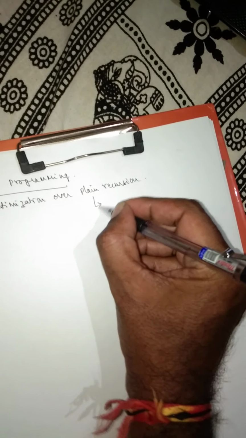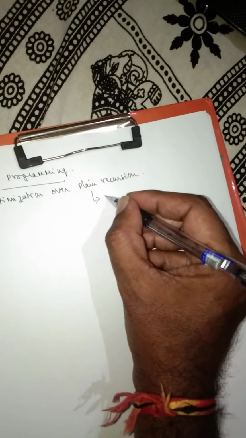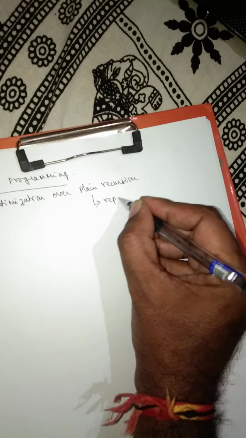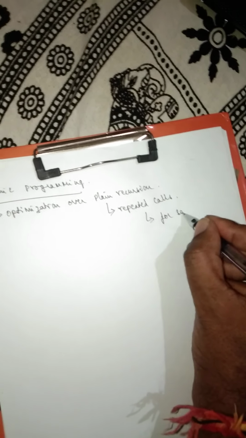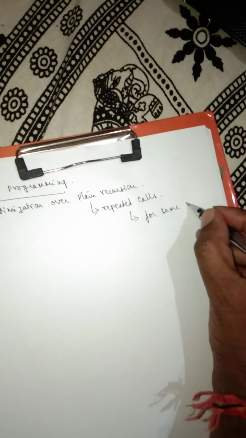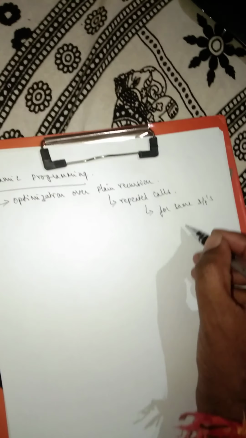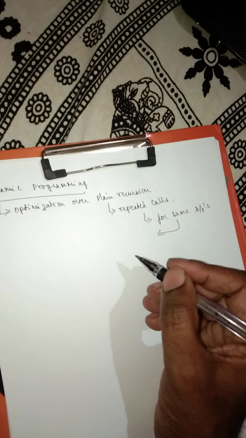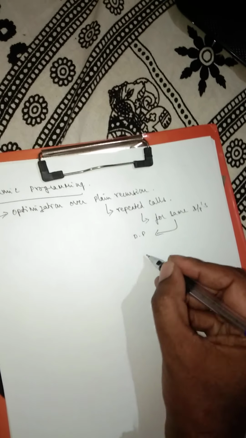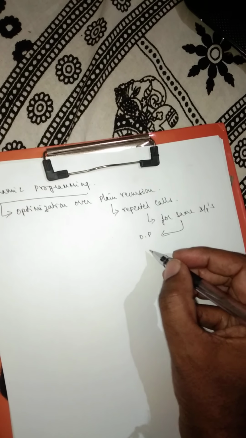When we look into this, plain recursion is nothing but repeated calls for the same inputs. What we can do is optimize this by a process called dynamic programming. In short, we call it DP.